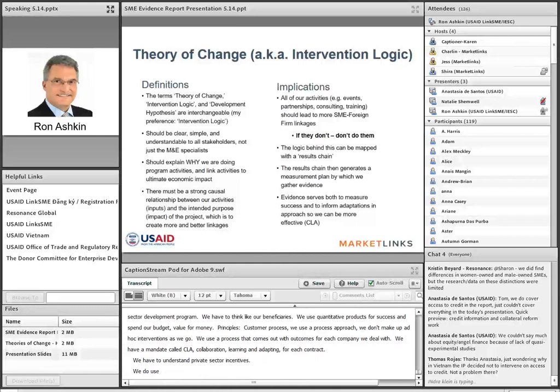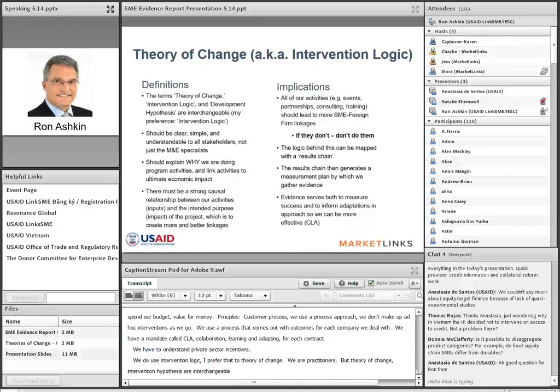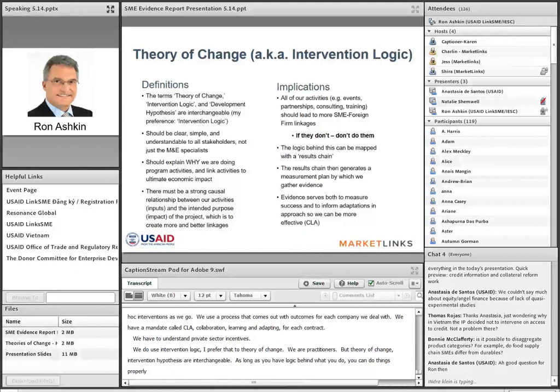We do use intervention logic. I prefer to use intervention logic rather than theory of change because we work with real companies. We're not theoreticians, we're practitioners. But theory of change, intervention logic, development hypothesis, in my mind, are interchangeable. So as long as you have logic behind what you do, you can do things properly. But basically, things should be clear and simple. They have to be understandable to all stakeholders, not just M&E specialists.